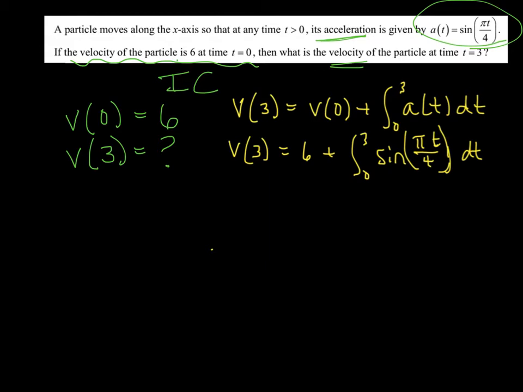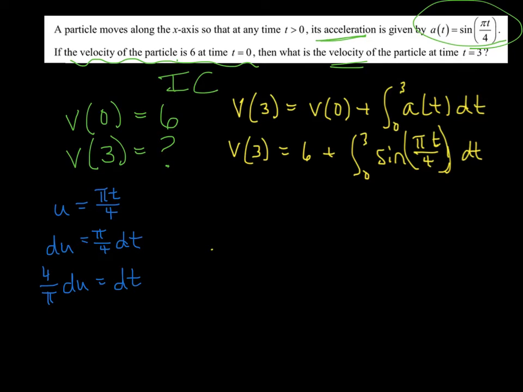Hopefully as you're looking at taking the integral of sine of pi t over 4, you're realizing that the angle inside is more than just a single variable t, and so you're thinking, I need to do u substitution. Over on the side, I'm going to say that u is equal to pi t over 4, and so du is equal to pi over 4 dt, and so 4 over pi du is equal to dt. I just multiply by the reciprocal there.